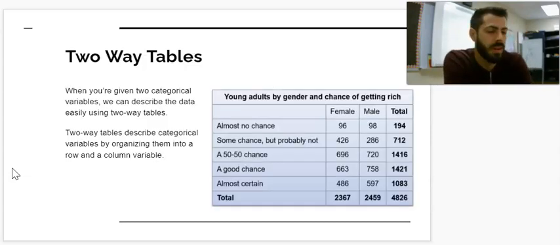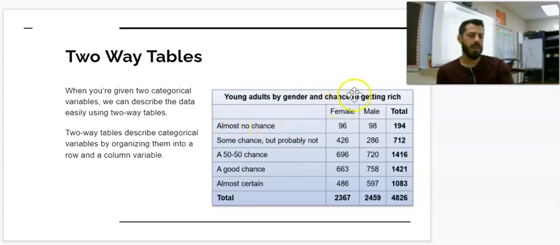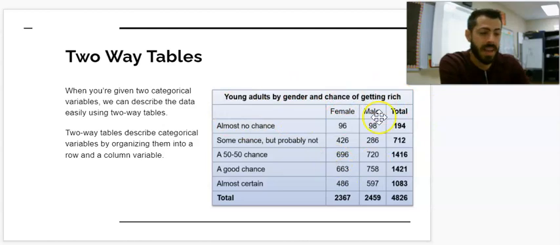So, two-way table. A two-way table is exactly what it sounds like. Basically, you have two variables, and you set up one so that it varies by row, and then your other variable varies by column. So, for example, if you have young adults by gender and chance of getting rich. So you have an individual, you're surveying males and females, and instead of just asking everybody what they thought their probability of getting rich was, you also separated it by males and females and kept track of that data.